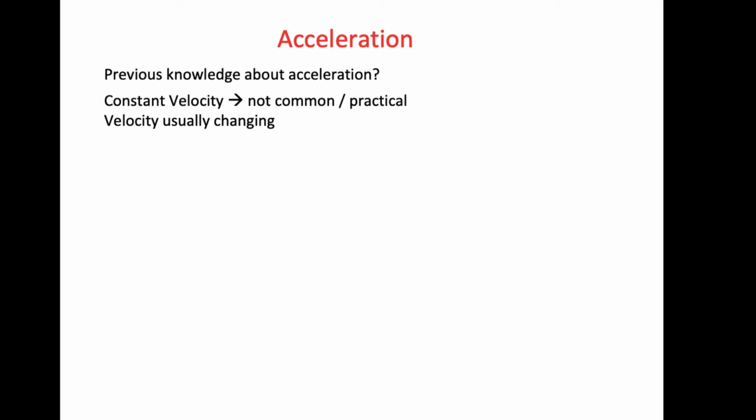Motion with constant velocity is not very common and it is not practical either. Objects that are moving usually have their velocities changing. Just the information that velocity changed from one value to another is not enough. We are usually interested to know how quickly that change happened.